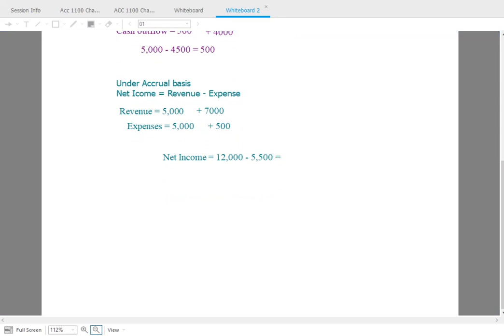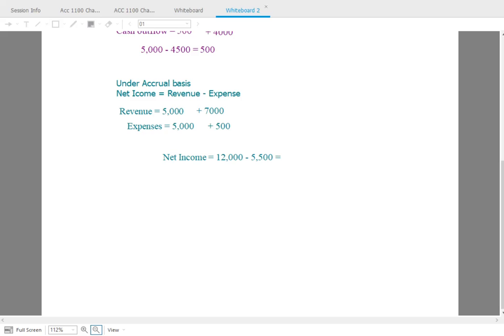Nicholas, so purchase of an asset will not be included. Purchase of an asset is not an expense. Purchase of an asset is an asset, but when I use the asset, it will be an expense later on. So when I buy a machine under accrual base, this is not an expense yet. But when I use the machine, it will become an expense later on.